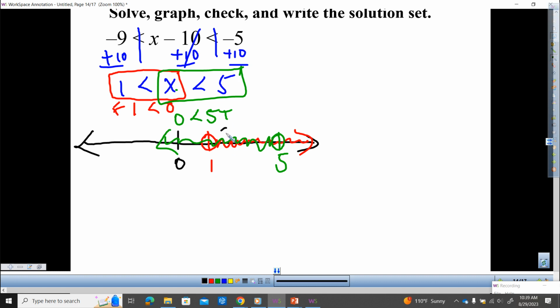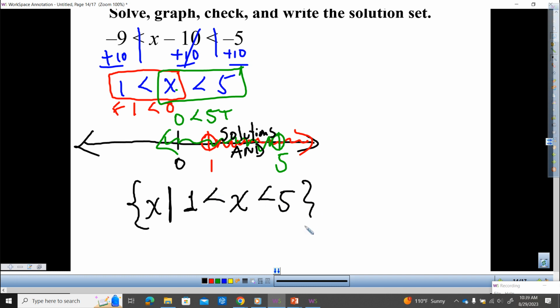So what are my solutions? Only what's in between. Solutions. And this is an and inequality. So let's write our solution set. Solution set of x such that, what do I write first? 1. What do I write at the end? 5. What do we write for the solutions? X. And arrows to the left. And have you got something like that?